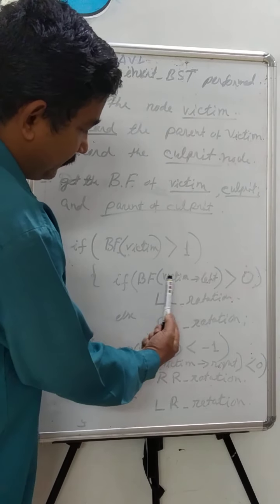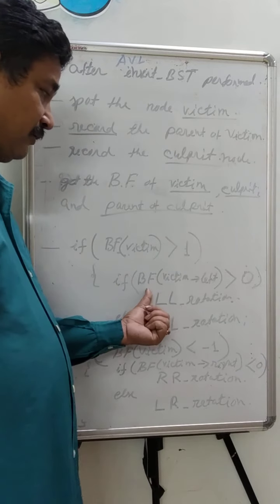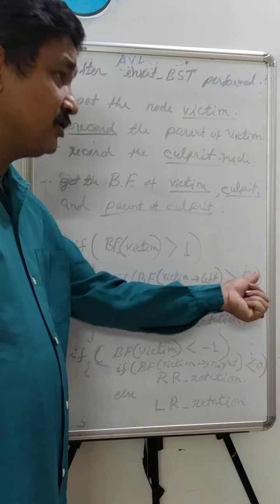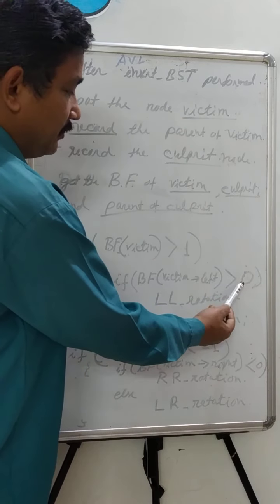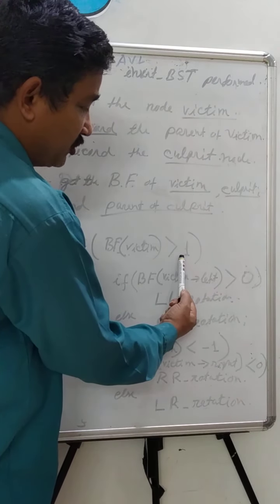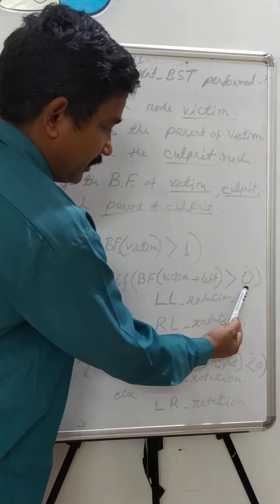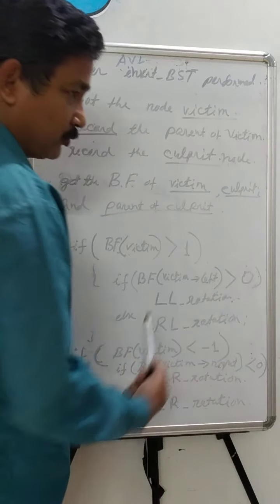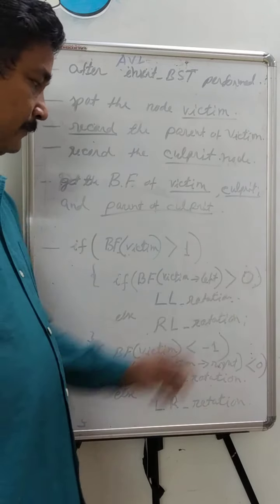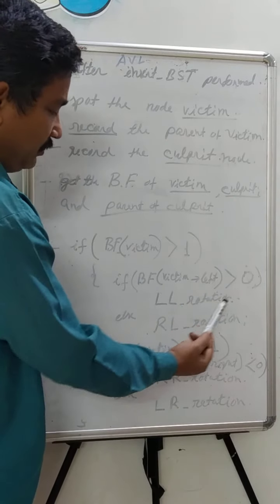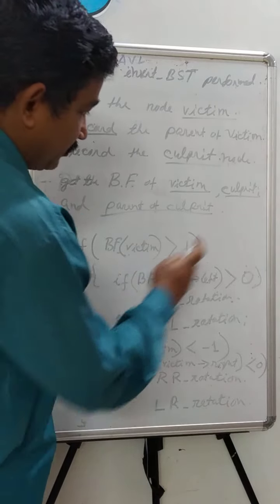Now we will check the balance factor of the victim's left side. Is it greater than 0? If this situation is true, the balance factor may be either -1 or +1. Now we are checking whether it is greater than 0. If it is greater than 0, it is +1, so our tree structure is of this form.